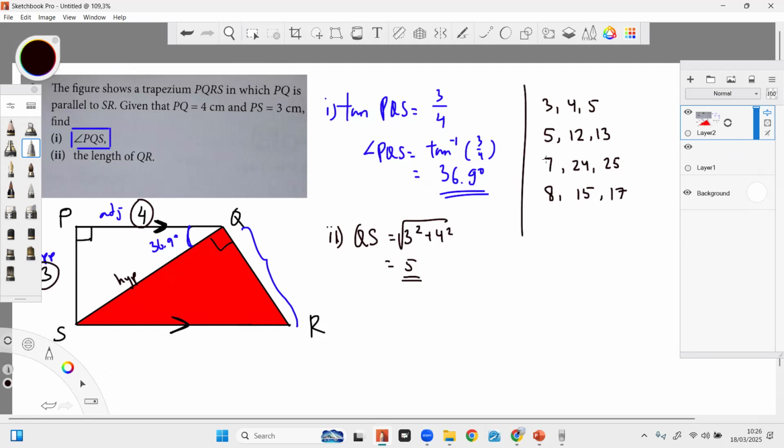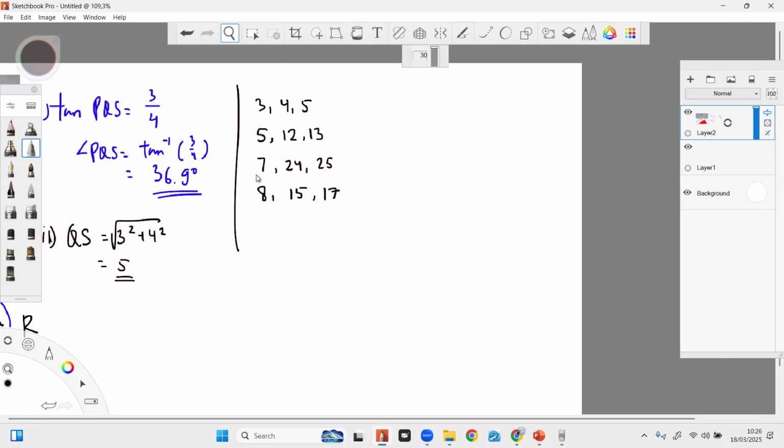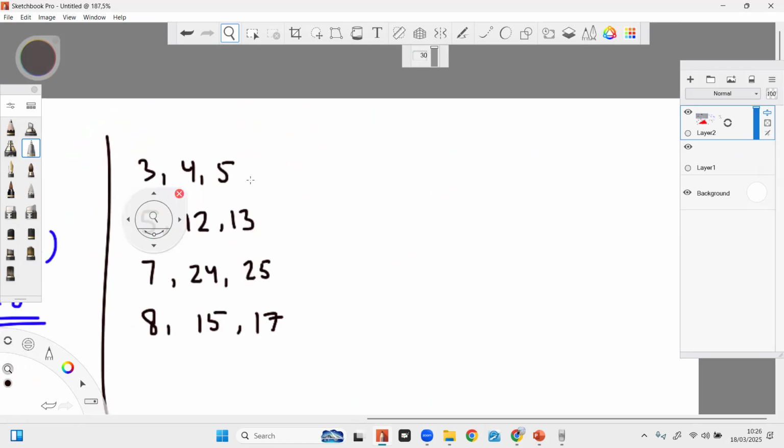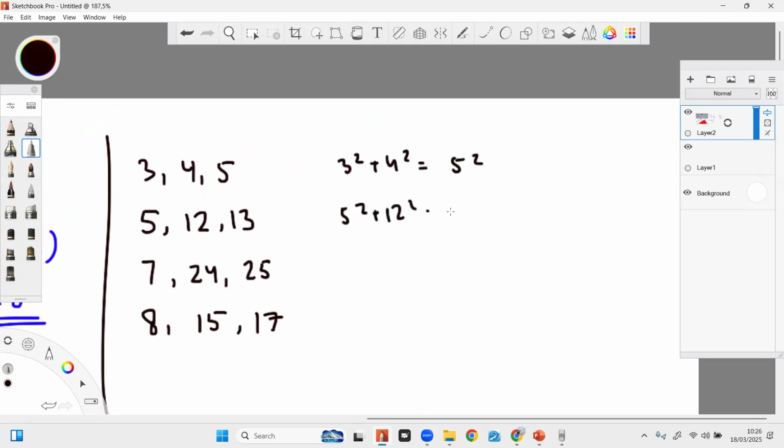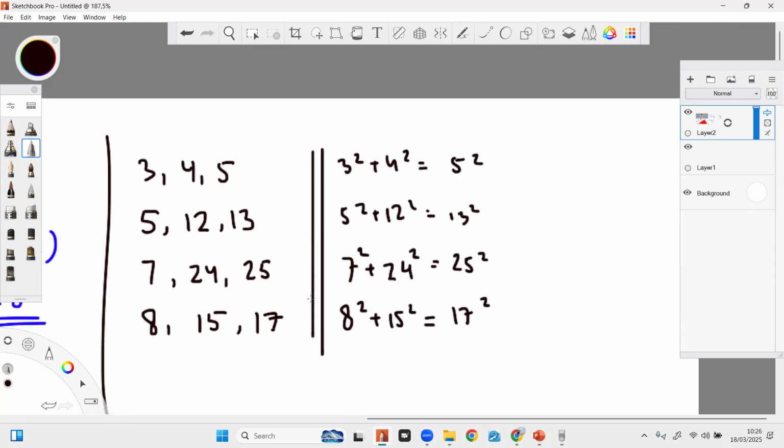If you want to prove whether this is right or wrong, you can use your calculator. 3 square plus 4 square equals 5 square. 5 square plus 12 square equals 13 square. This is for specific numbers, not for all numbers. These are the basic good integers that, if you add them like this, will follow the Pythagorean rule. You may check later.